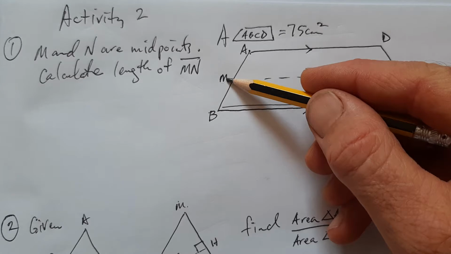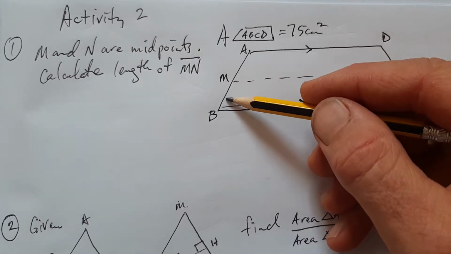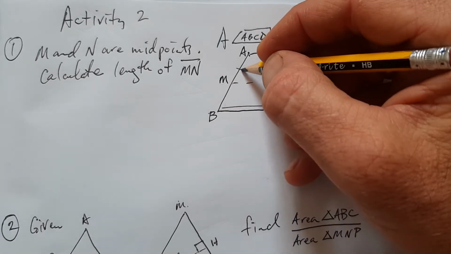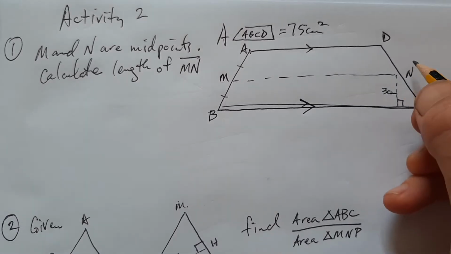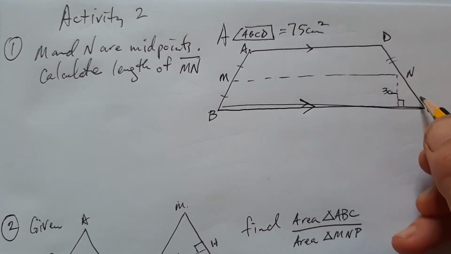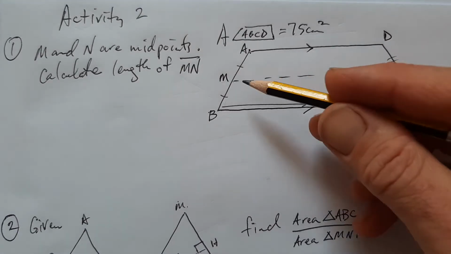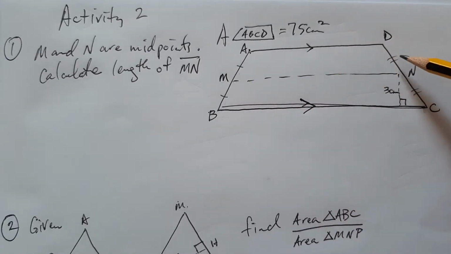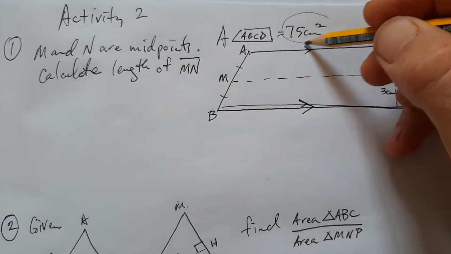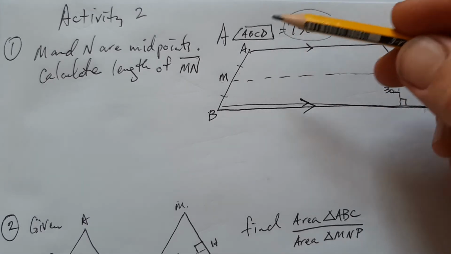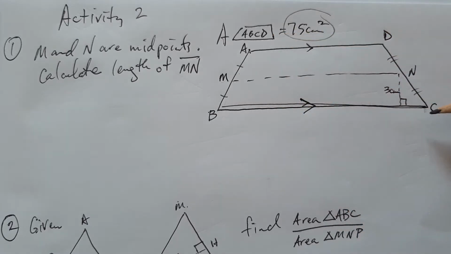Okay, so AM equals BM, and DN equals DC. This side, these are not necessarily equal, and that doesn't matter. Calculate the length. Oh yeah, and we're given another clue here. The area of the big trapezoid equals 75. Calculate the length of MN.